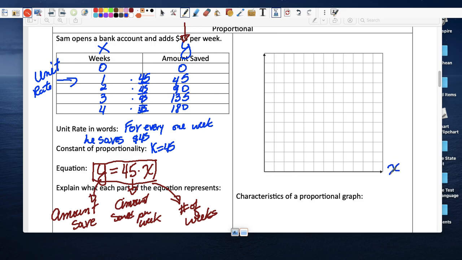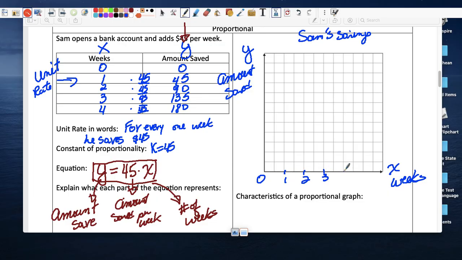So here's my X. It represents the weeks gone by. Y represents the amount saved. And we're going to give it this title, Sam's Savings. That's what we're going to call this. Let's put some numbers. Here's 0, 0. We're going to go 1, 2, 3, 4, 5, 6, right? We're going to go by 45 here. 2 boxes 45, another 2 boxes 90, 135, 180, and so on.